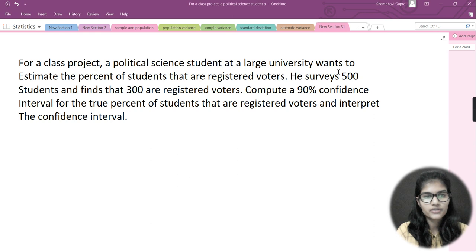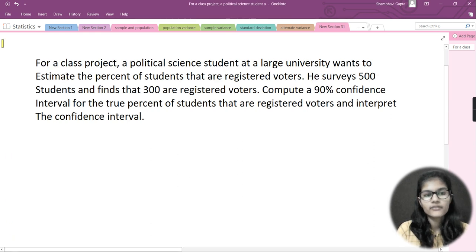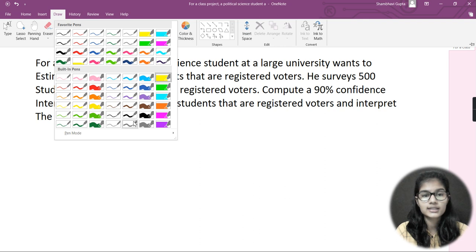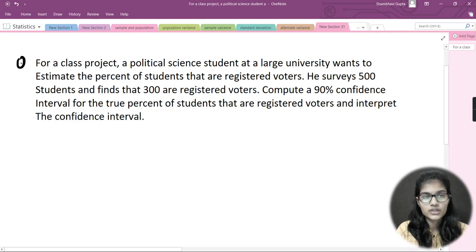So this is the second question for the topic which we have discussed previously, and that topic was actually finding out the confidence interval for a population proportion, right? This was the topic that we had seen previously, and now this is the second question for that topic.